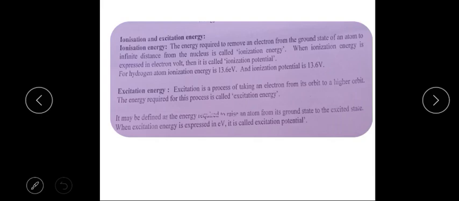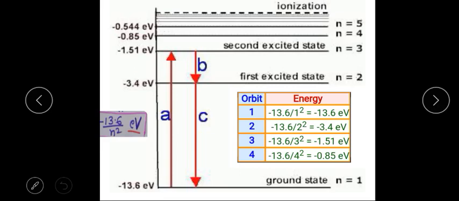The minimum energy required to free the electron from the ground state of an atom is called the ionization energy. So these are the two important definitions here: ionization energy and excitation energy. Excitation energy is the amount of energy required to raise the electron from the ground state to higher energy states, and ionization energy is the minimum amount of energy required to free the electron from the ground state of an atom. The ionization energy of a hydrogen atom is 13.6 electron volt.